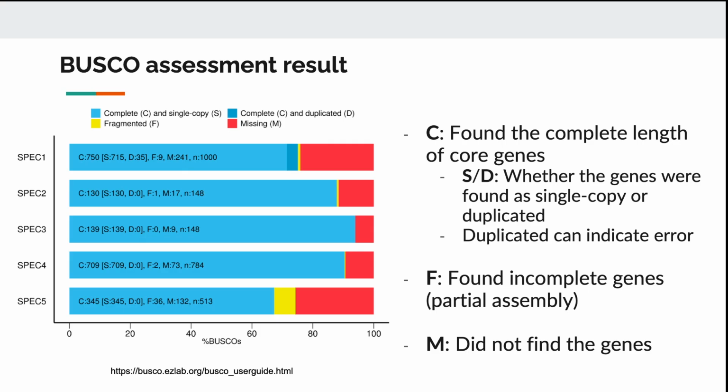But again, because BUSCO only focuses on core genes that are found in single copies, and these genes might be located on certain positions on the genome, this doesn't mean that you have a good assembly for the rest of your genome. It's only an approximation that if your assembly does well on these genes, it probably does well overall, if you assume that the assembly error is not biased to a certain position.